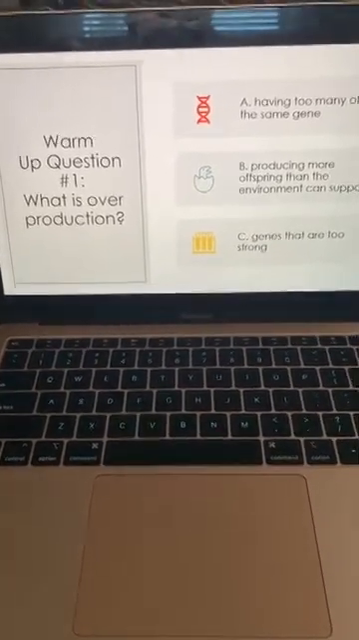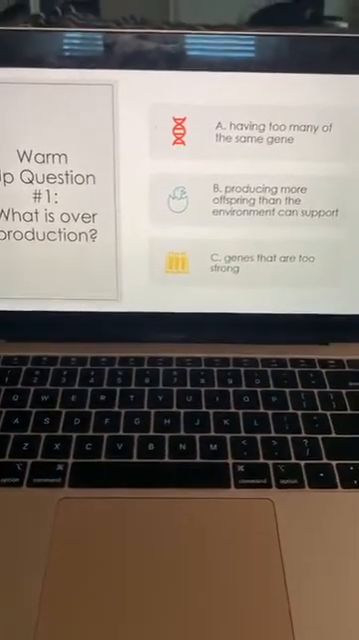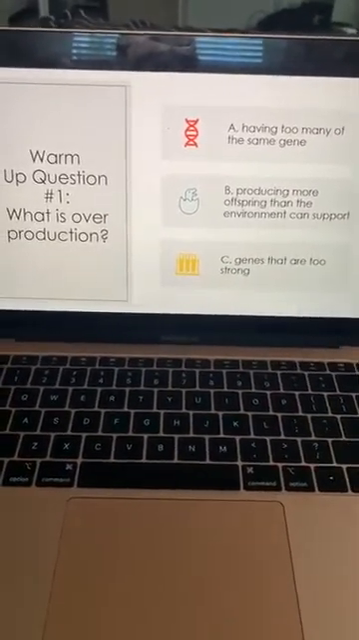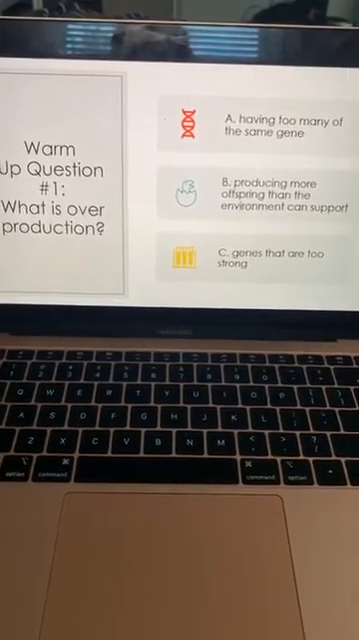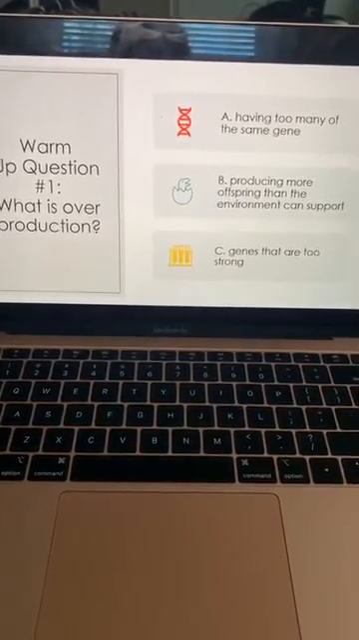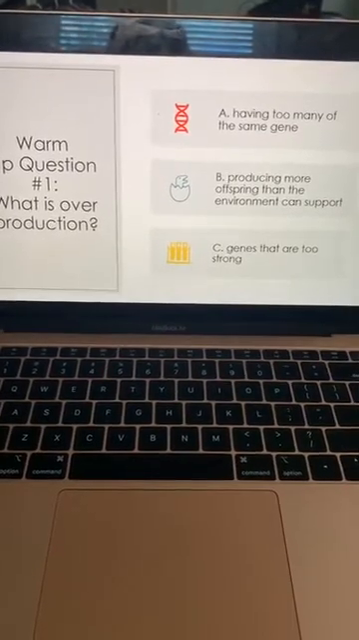Go ahead and type your answer in for the first warm-up question. And again, we're working out of that week 5 packet today. If you don't have it in front of you, go ahead and grab that packet. And if you don't have that packet, then get some line paper or some copy paper and a pencil, something to write with.